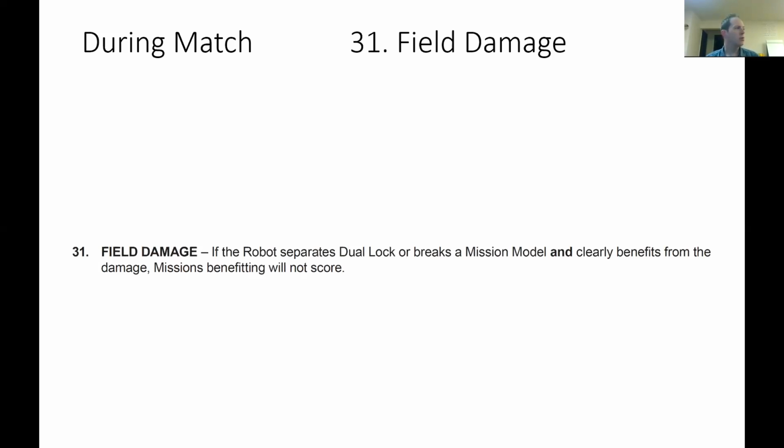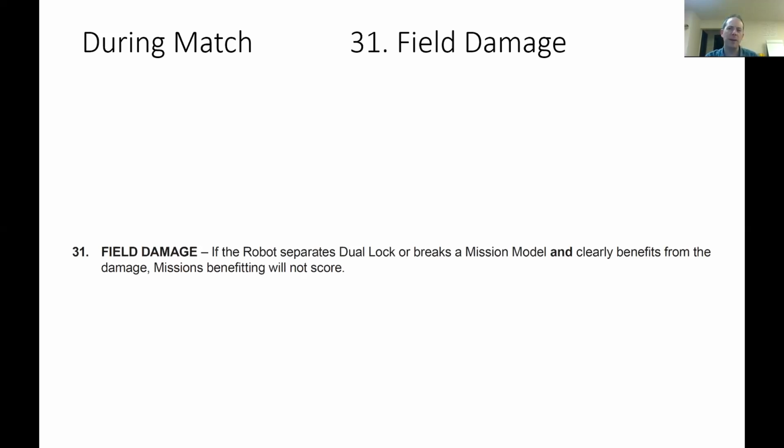I don't know what would happen if you bump into model A, knock it over so your robot can keep driving in that direction, and then succeed in interacting with mission model B. I don't know if that's going to count as clearly benefiting. That's kind of going to be up to the ref, but my assumption is any damage could void a mission or any other mission that's on that sortie, on that run, that launch out of base.